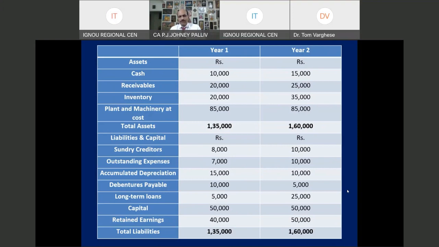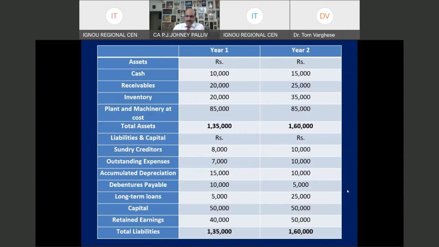But in the case of profit, the opening balance of surplus was 40,000 and it increased to 50,000. We have to find out what is the profit generated during the year. It is not 50 minus 40. The depreciation provided during the year and the loss on machinery also have to be considered in order to arrive at this figure, plus the profit generated during the year, then the net difference is 50,000. That is what we have to consider.